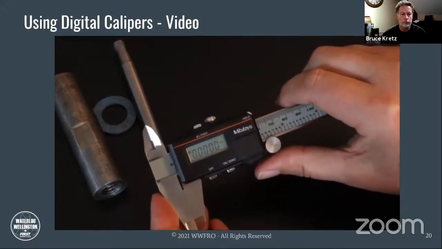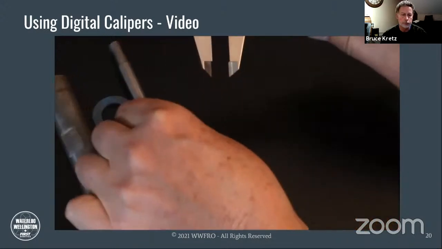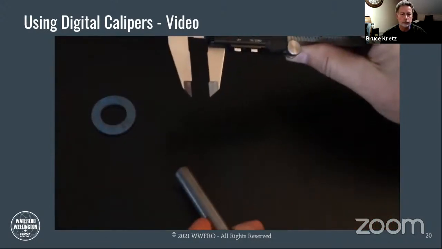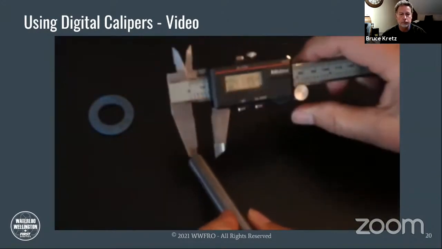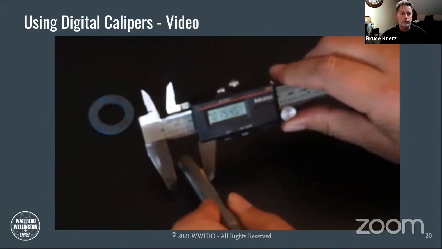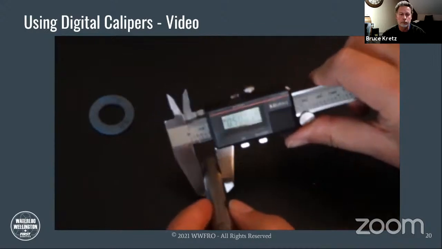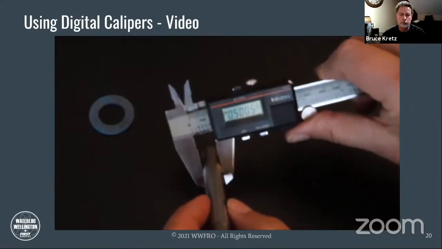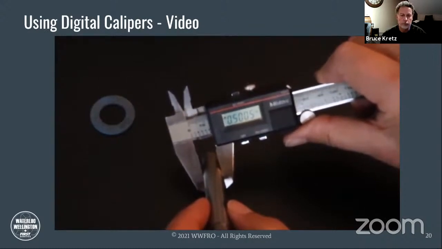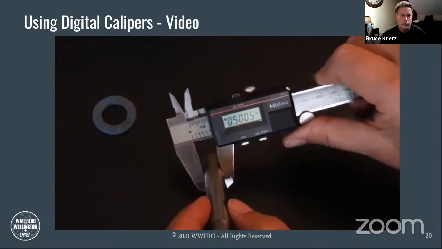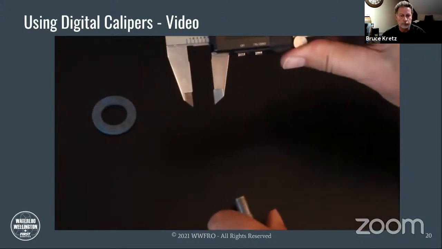For an outside dimension, we're going to use the outside anvils, and we have a shaft with an outside diameter. We open the anvils, bring them together with a moderate amount of pressure, and we read 0.5005 inches, half an inch plus 5/10 of a thou. So that's an outside dimension.